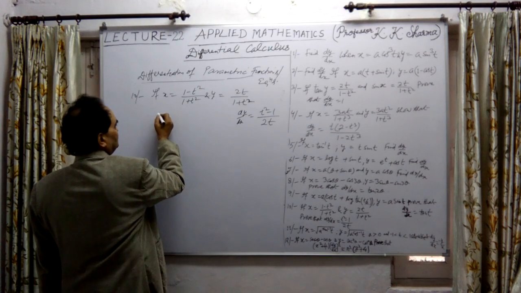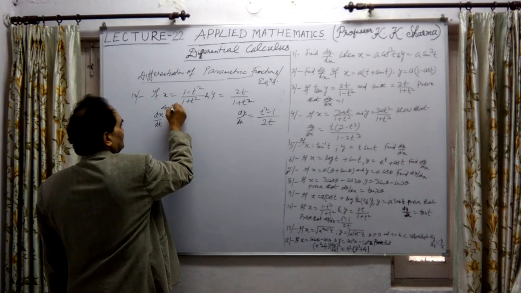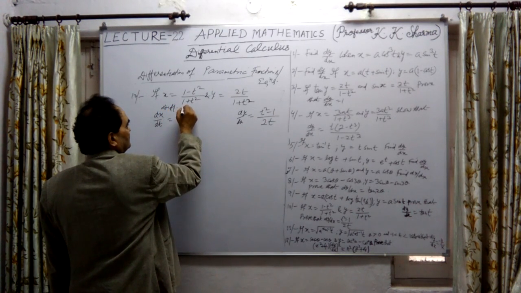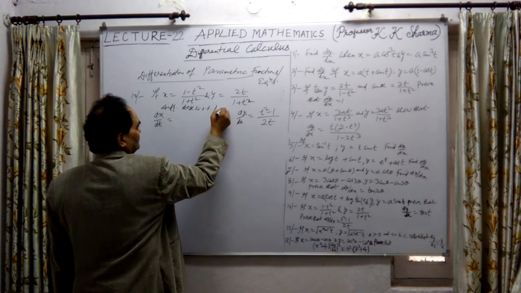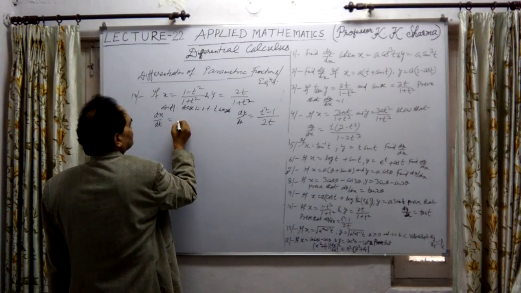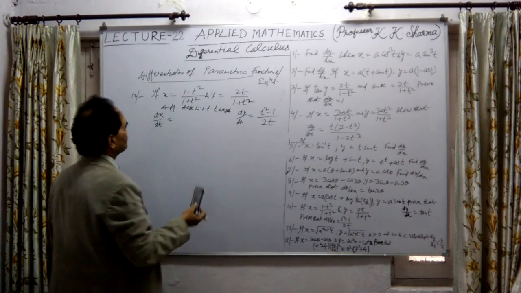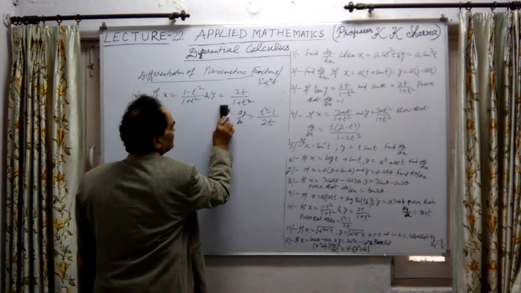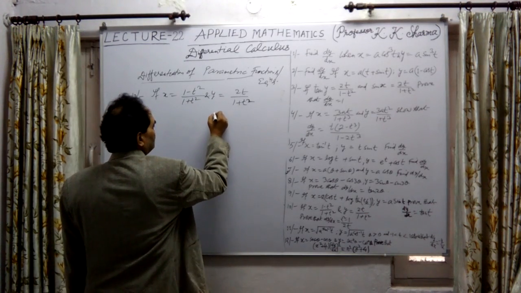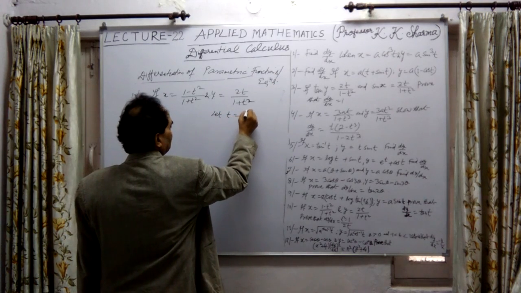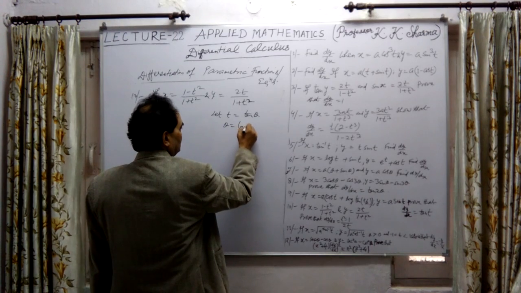So, dx/dt is differentiated. I'm sorry. Differentiating these with respect to t, we get dx/dt is this much. Or before differentiating, let me assume, I keep committing mistakes, I don't know why. Let me assume that t is nothing but tan theta. So theta is nothing but tan inverse t.